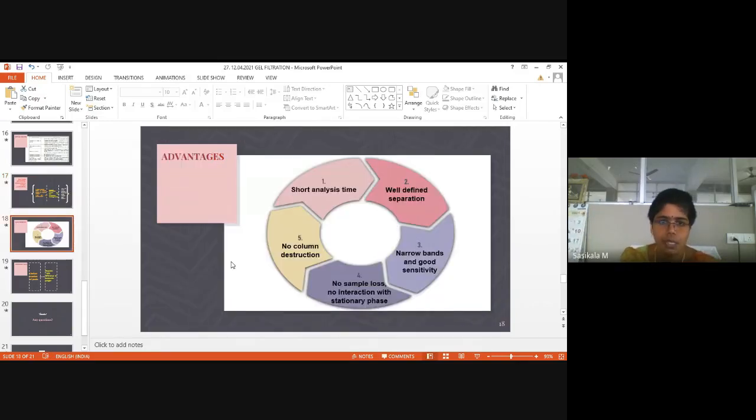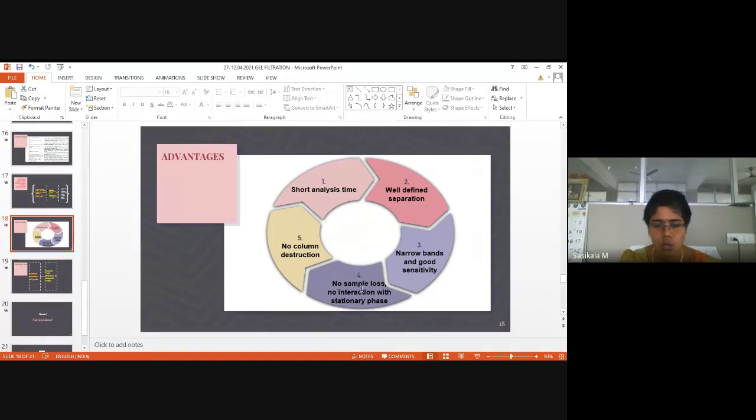Next, coming to advantages of gel filtration chromatography, it comprises 5 advantages. Short analysis time. Since it is applicable with high pressure chromatography, the analysis time will be very short. Then well-defined separation based on molecular size, well-defined separation with the selected polymeric gel, selected stationary phase and buffers. Then narrow bands and good sensitivity. Bands will not be wide, narrow bands will be obtained with good sensitivity. Band represents the peaks.